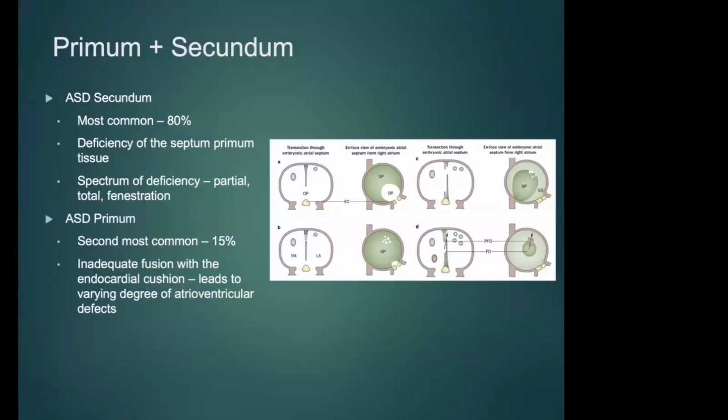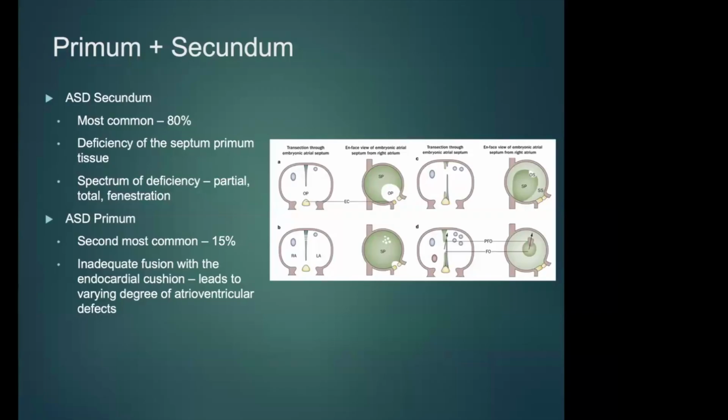So when we specifically talk about the types of ASDs, the most common is an ASD secundum. And again, this is a deficiency in the septum primum tissue, so the initial tissue that forms from the atrial roof. Again, the spectrum of pathology can be quite wide, either partial, total, or fenestrated.